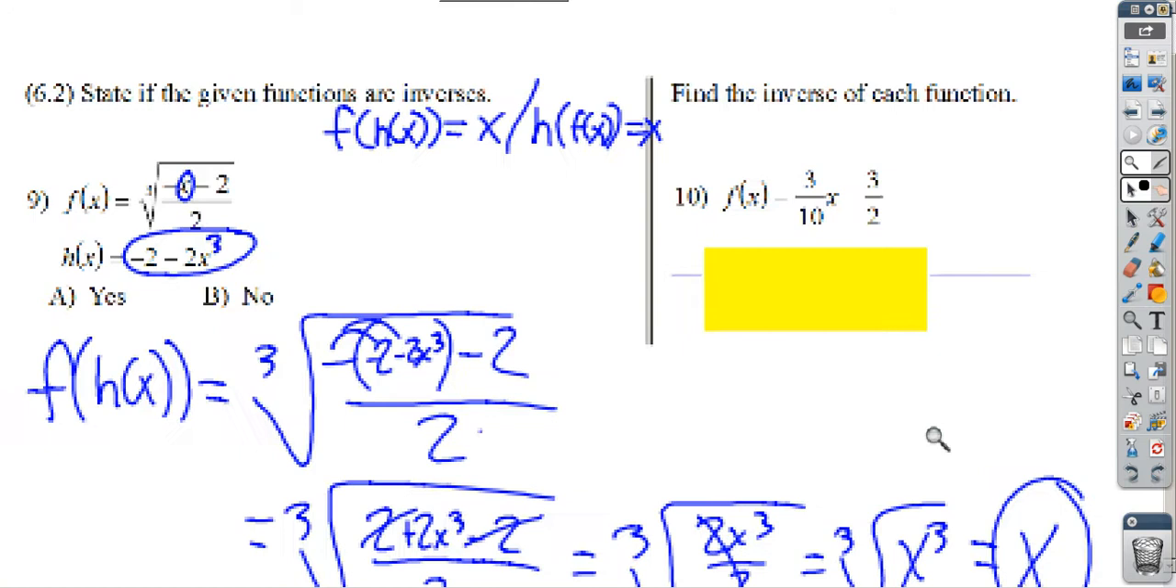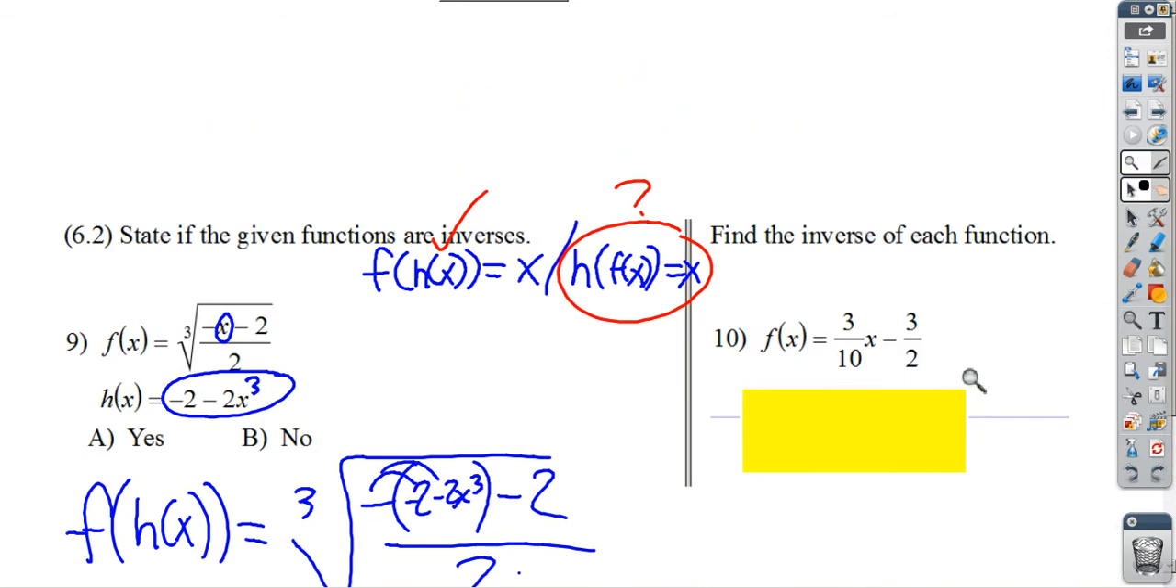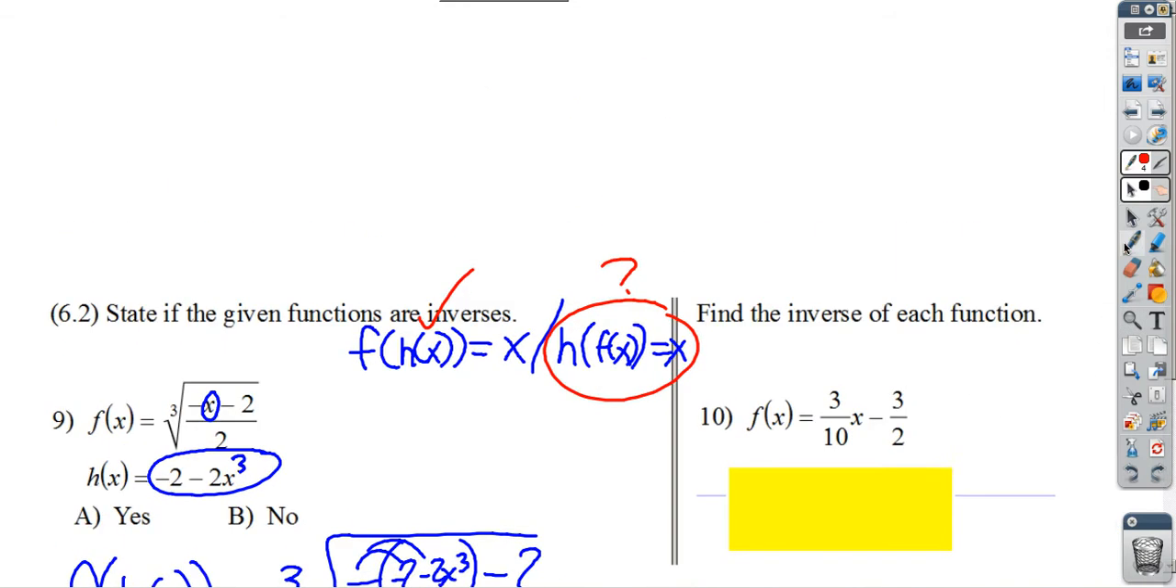We have to do the opposite though, because this has to work both ways. It passes this condition. The question is, does it pass that condition? So let's test that out now. So we'll just move this down. So now we need to test h of f of x. And h of x is this function. It's negative 2 minus 2x cubed.